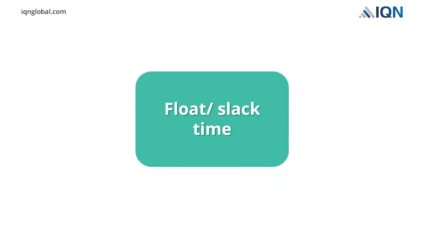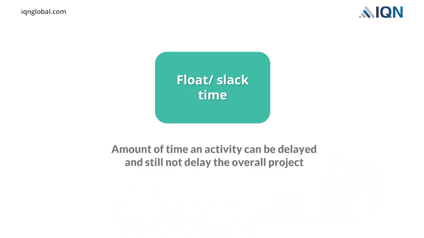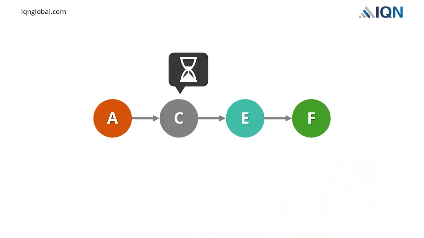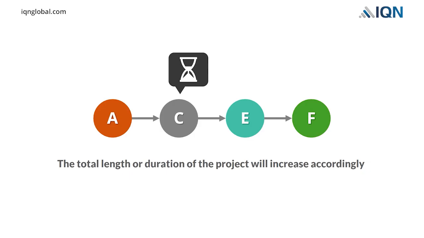The critical path of a network has no float or slack time. Float informs us of the amount of time an activity can be delayed and still not delay the overall project. If it takes more time to complete any activity within the critical path, then the total length or duration of the project will increase accordingly.